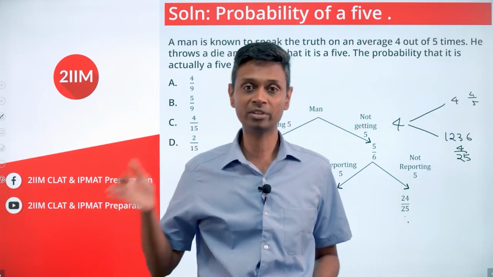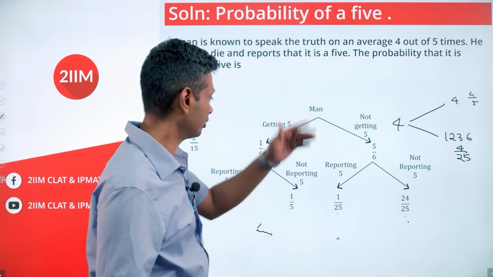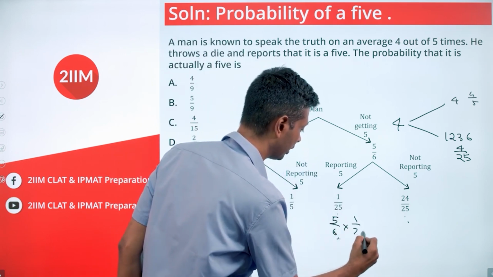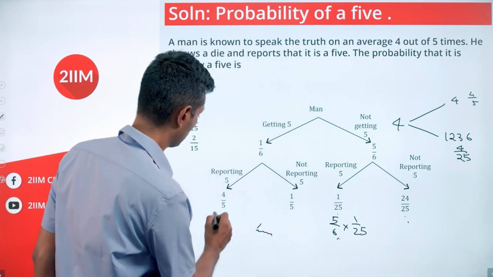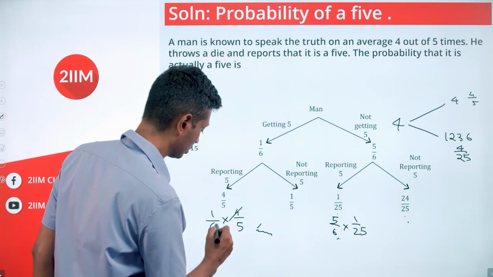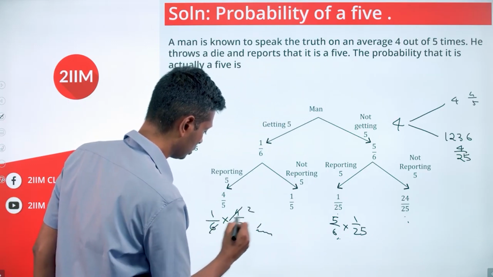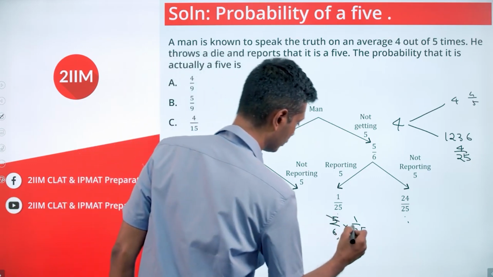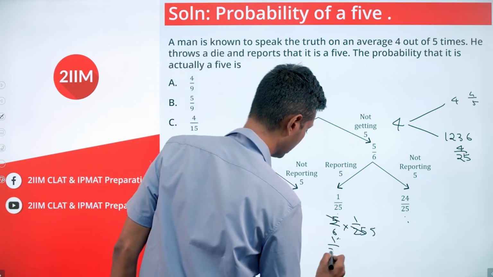After this, we are back to Bayes theorem. How so? We're back to the same probability. This is 5 by 6 into 1 by 25. This is 1 by 6 into 4 by 5. This is 2 by 15. This is 1 by 30.